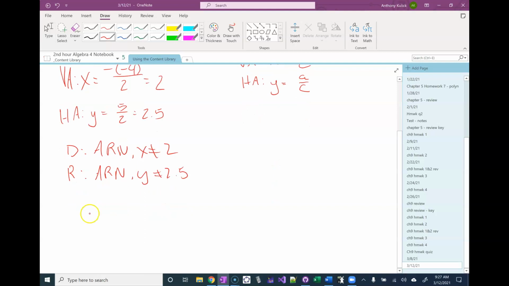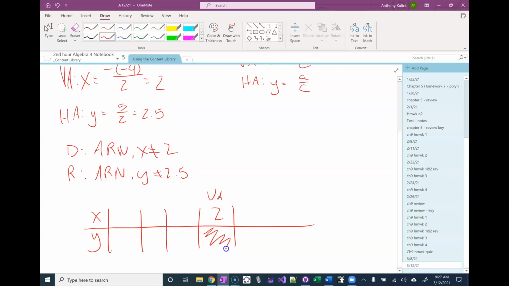And then we'll make our XY table. So the middle value needs to be the vertical asymptote. I'm going to pick 3 values that are less than the vertical asymptote and 3 values that are bigger. It doesn't really matter what those 3 values are. I'm usually going to pick whole numbers right in a row just because it makes the arithmetic a little bit easier.